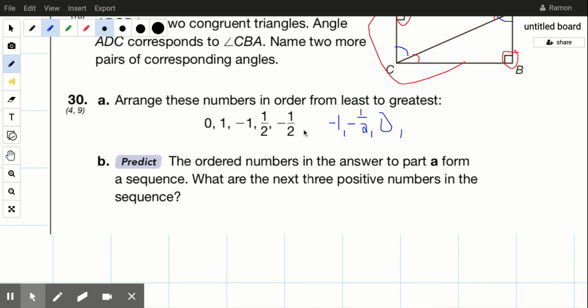The ordered numbers in the answer to part A form a sequence. What are the next three positive numbers in the sequence? So you have to keep in mind what the sequence is. And it looks like the sequence is that we're adding half every time. So for the next three positive numbers, just add a half, add half, and add half.